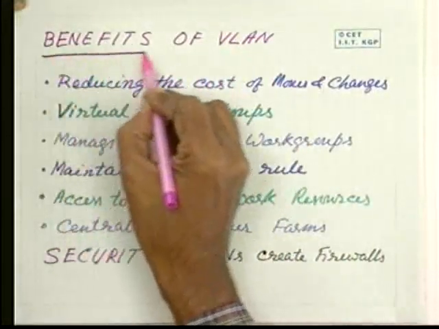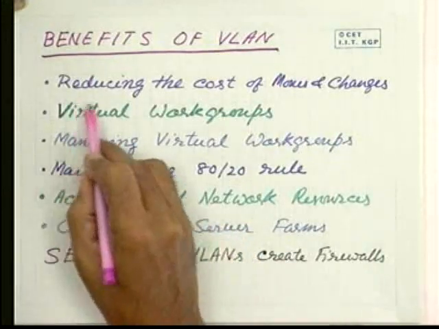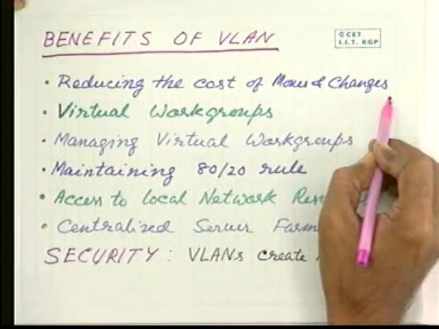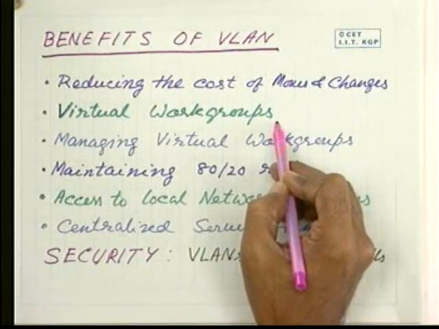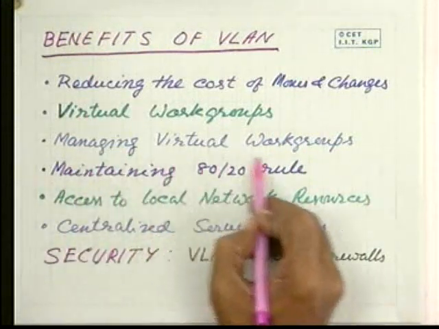Now let us consider the various benefits of VLAN. Because of virtual LAN, you can reduce the cost of moves and changes. As you have seen, based on the policy, the moves and changes can be fully automated, and so the cost of moves and changes can be reduced. The overhead for moves and changes can be significantly reduced.